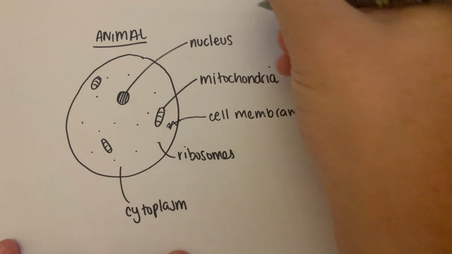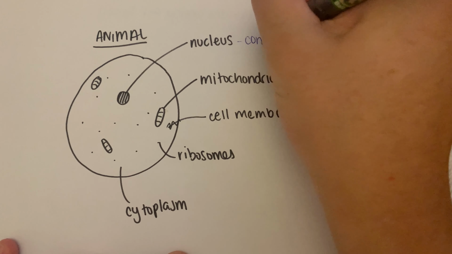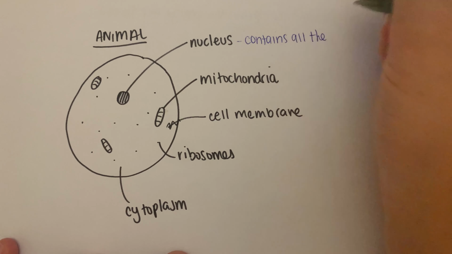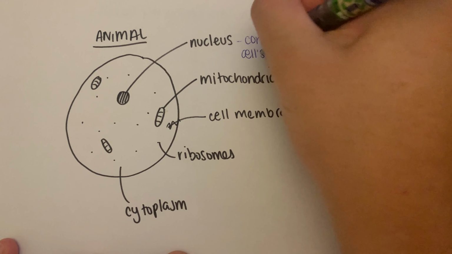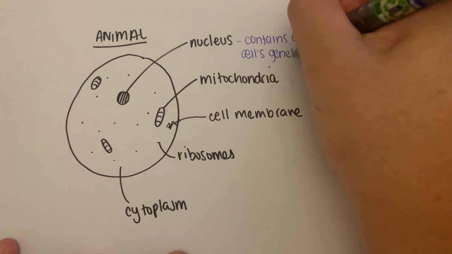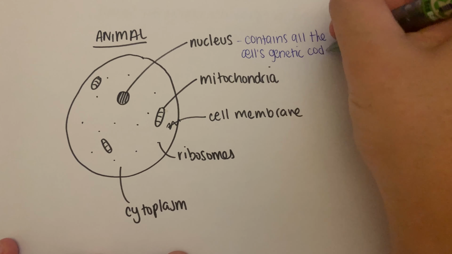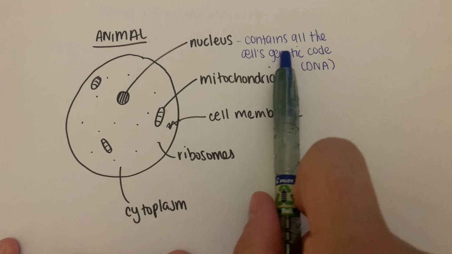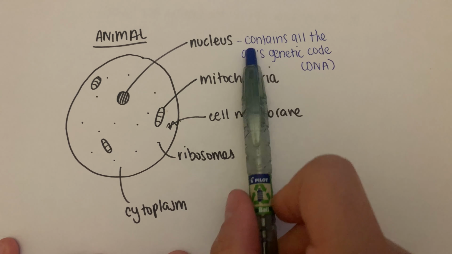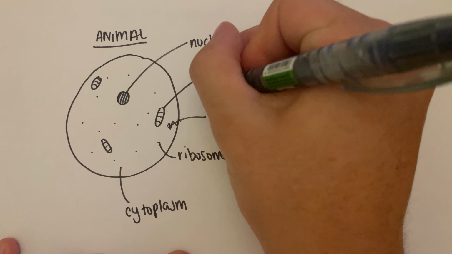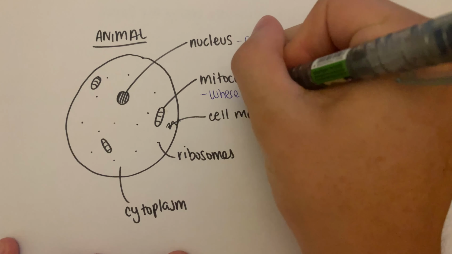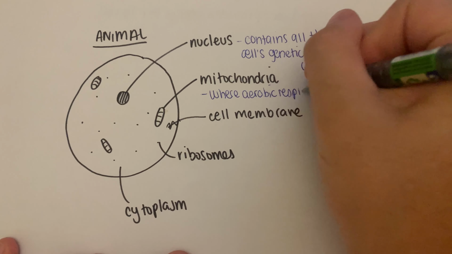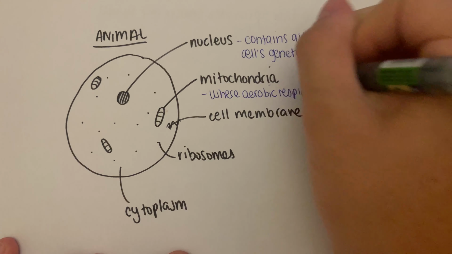So first of all, we've got the nucleus, and this contains all the cell's genetic code, otherwise known as DNA. The genetic code is basically just all the genes that the cell needs. And the mitochondria, this is where aerobic respiration occurs.